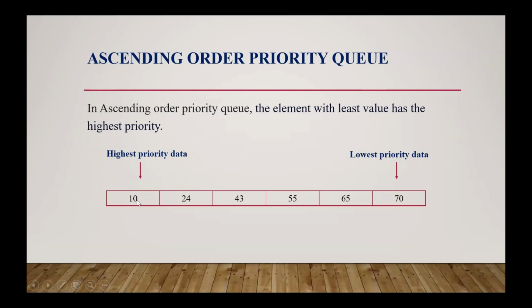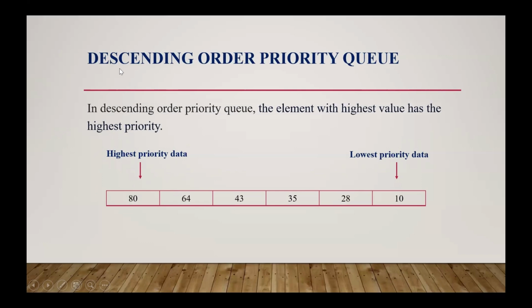Here we store the data with their value as per the priority value. Means 70 is the data, and 70 is the priority value. 65 is the data, and 65 is the priority value. We are arranging the data on the basis of priority; 10 means the priority is 10. Now this is in an array, which is a representation of the queue. Here 10 has the highest priority because it has the lowest value. So this is the case of ascending order. Descending order is totally the reverse, meaning the element which has the highest priority value is going to be deleted first.